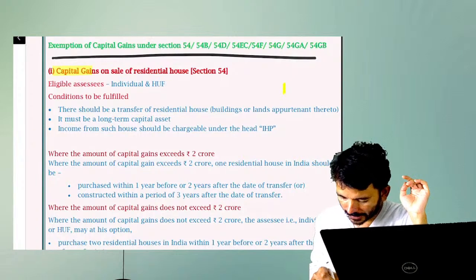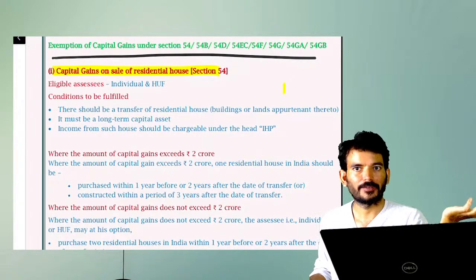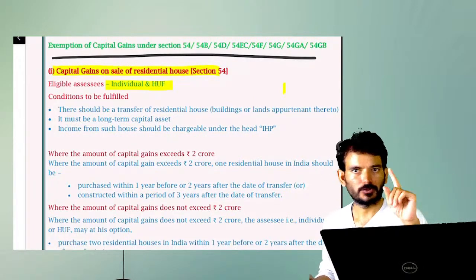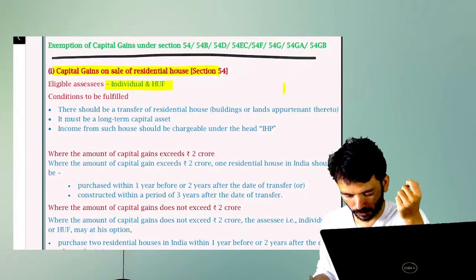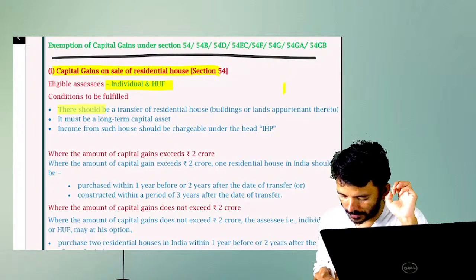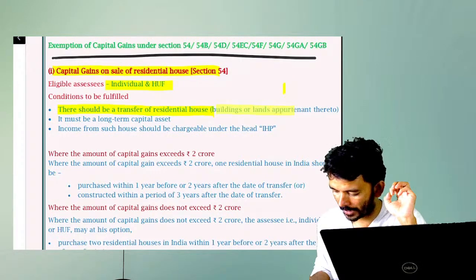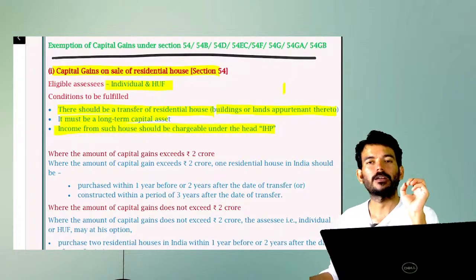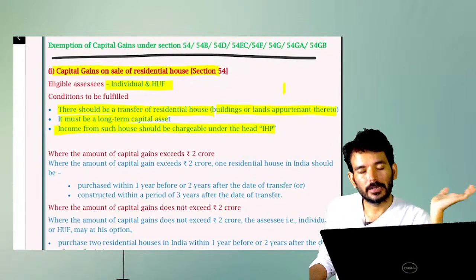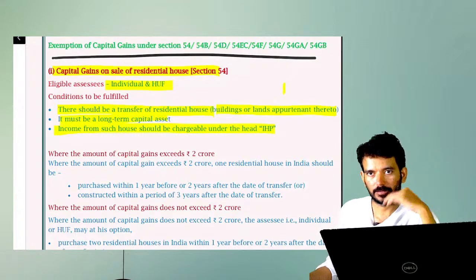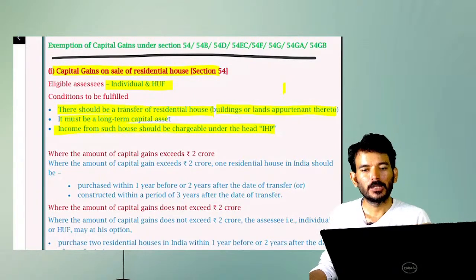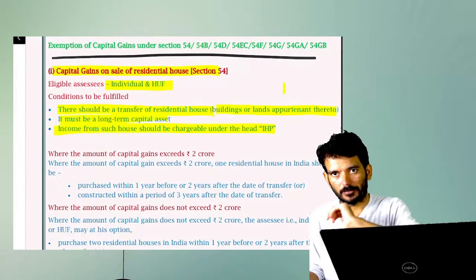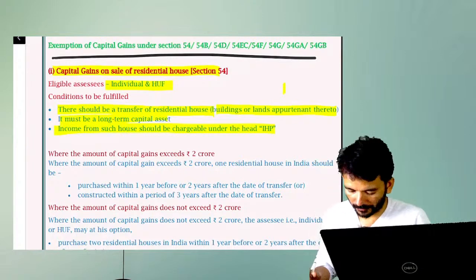Now capital gains on sale of residential house, like I am having a house, I am selling it. So what are the benefits I will get? It's only for individual and HUF, so it's not for a company. Every time you check this, it's only for individual and HUF. Conditions: there should be a transfer of a residential house, building or land appurtenant thereto, and it must be a long-term capital asset. Income from such is chargeable under the head income from house property, which means earlier also I was using it for my house property only, like I'm staying myself or I'm letting it out, either case, and because that is chargeable under income from house property, and I'm holding it for more than 24 months, I'm selling it now. So what benefits I will have?